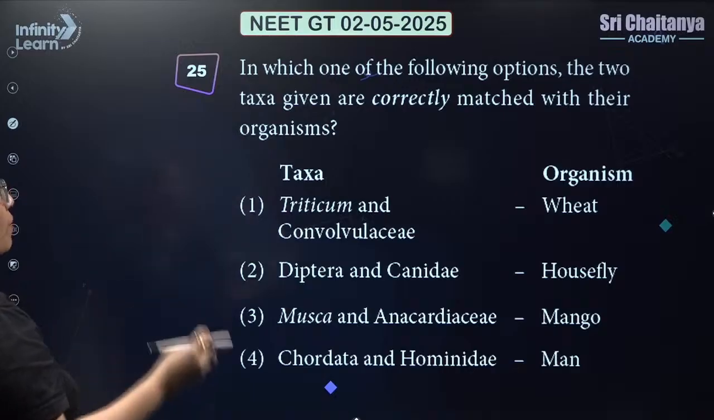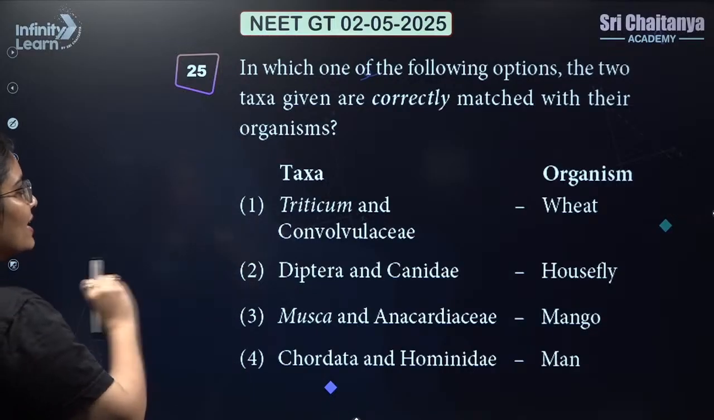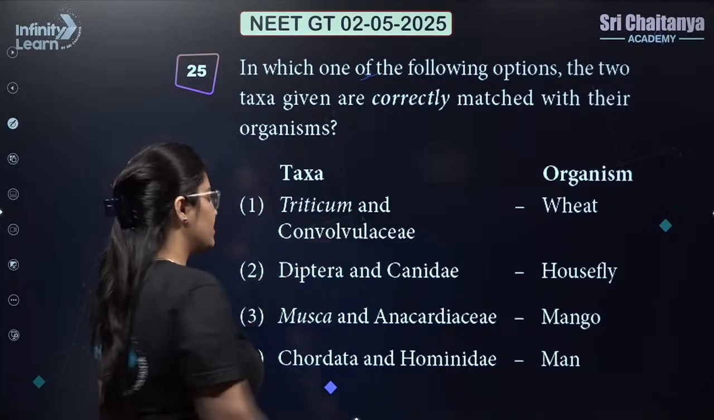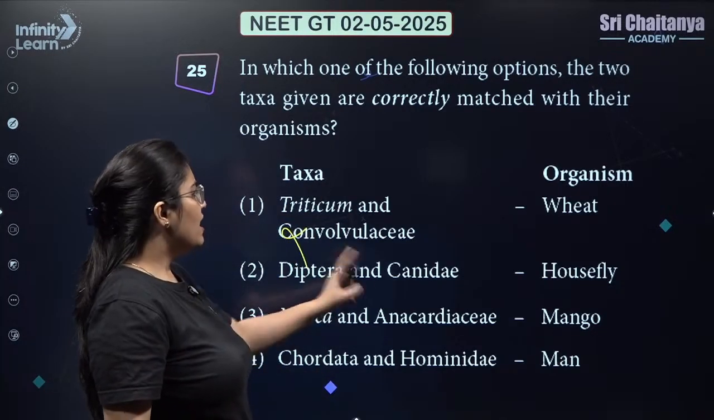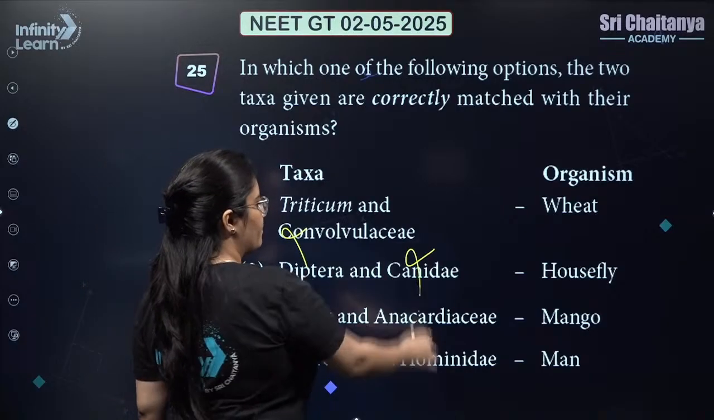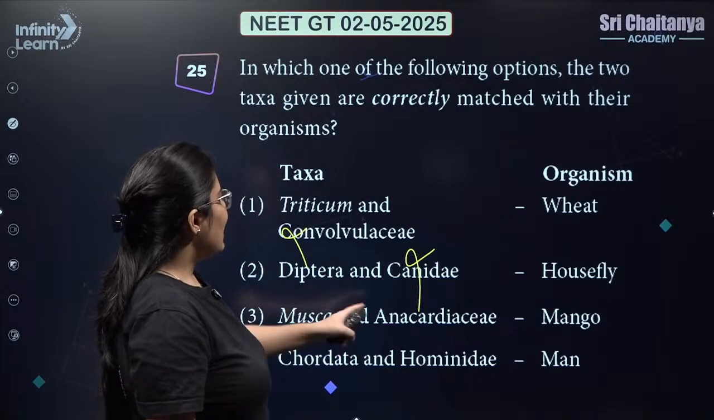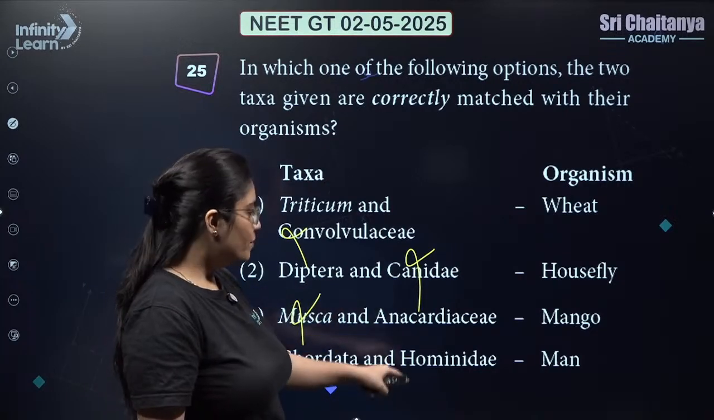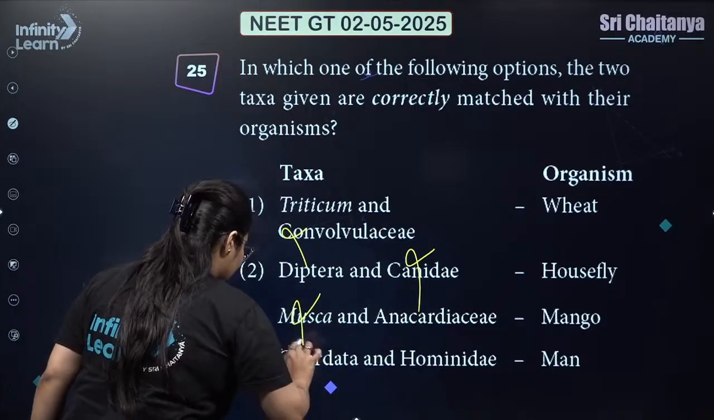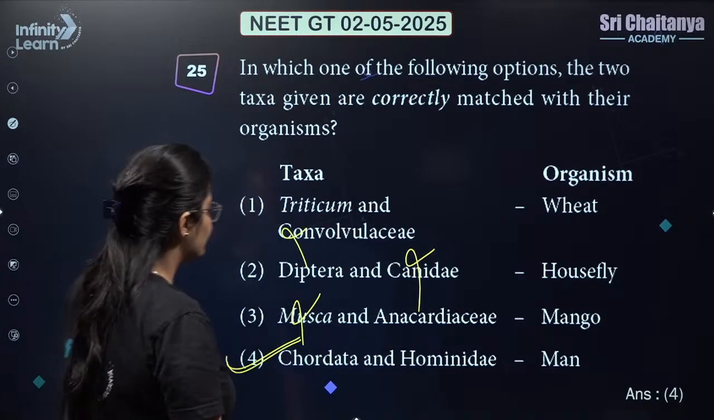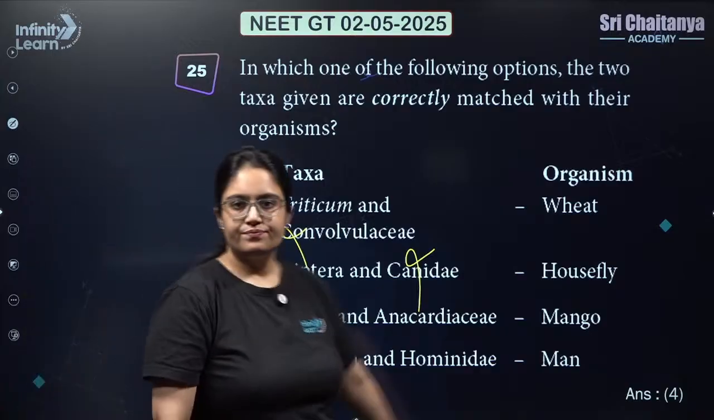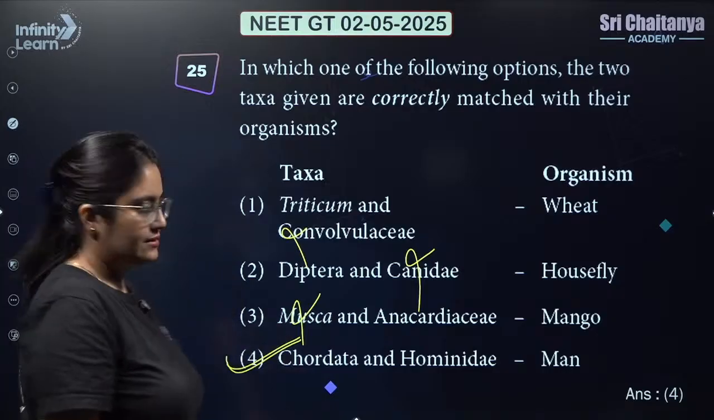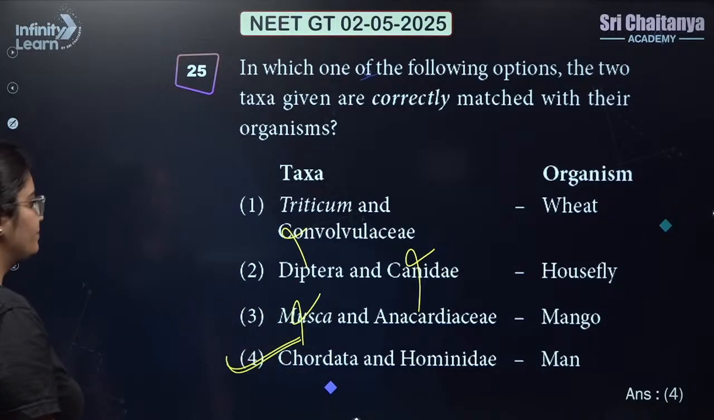In which of the following options are the two taxa given correctly matched? Triticum and Convolvulaceae for wheat, no. Diptera and Canidae for the housefly, no. Musca and Anacardiaceae for mango, no. Next is Chordata and Hominidae for man. This is absolutely correct. So your correct answer is 4.